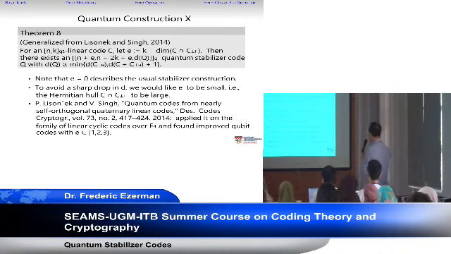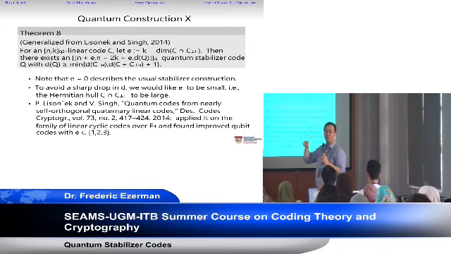So in their proposal in 2014, they used cyclic codes, and they found improved qubit codes. This was rather big because they proposed a new method, and they said, hey, using this, you beat the best performing ones.